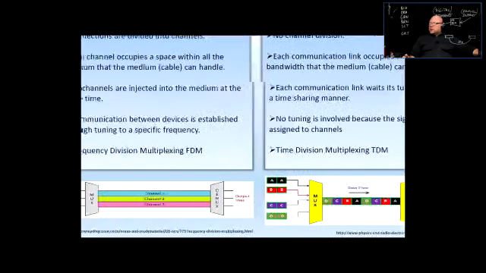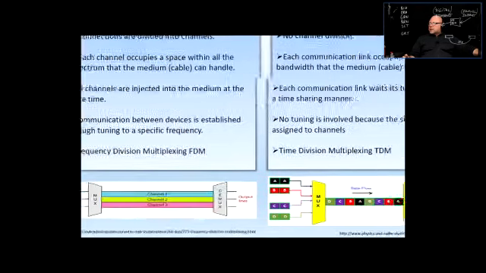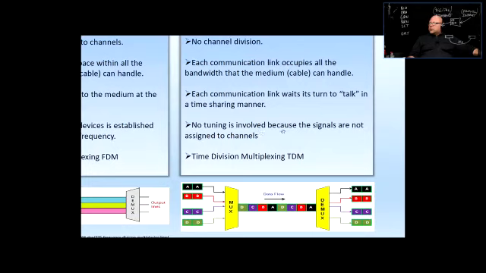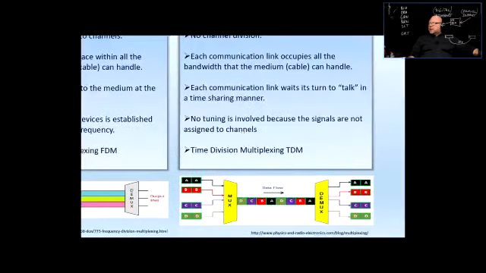Time division multiplexing versus frequency division multiplexing. In this case, no tuning is involved because the signals are not assigned to the channels. Over here, we need to have a tuner to distinguish between the channels that are present all the time. Well, this is no tuning. It's not entirely true, because you would have to have a tuner on one side and a tuner on the other side, but they will be just tuned to each other and stay that way. Okay? So there's no switching as far as tuning.